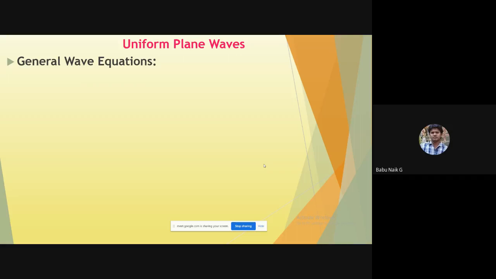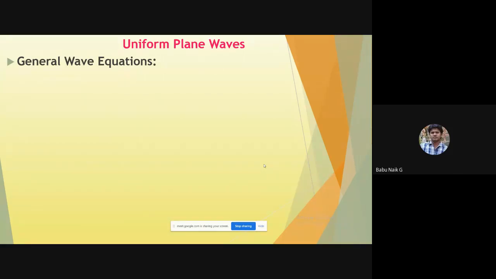Actually, Professor Maxwell only predicted the existence of electromagnetic waves earlier. But later, Professor Hertz was the first scientist who generated and detected radio waves successfully. So sometimes we can call electromagnetic waves Hertzian waves. Okay, this is the general form of how the wave equation is described.